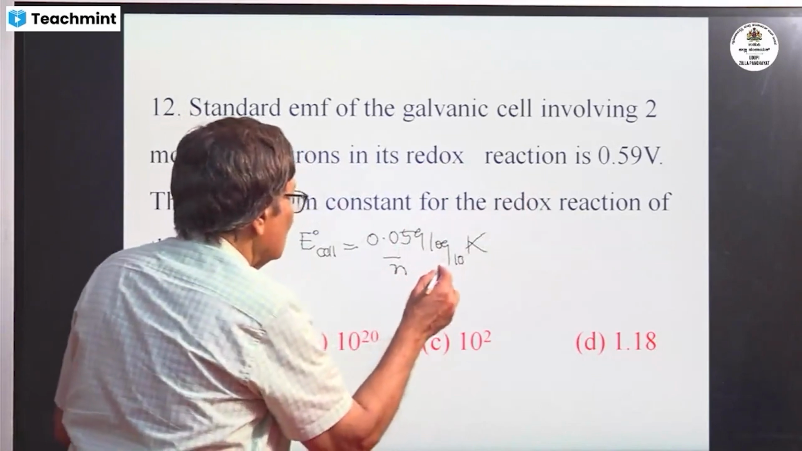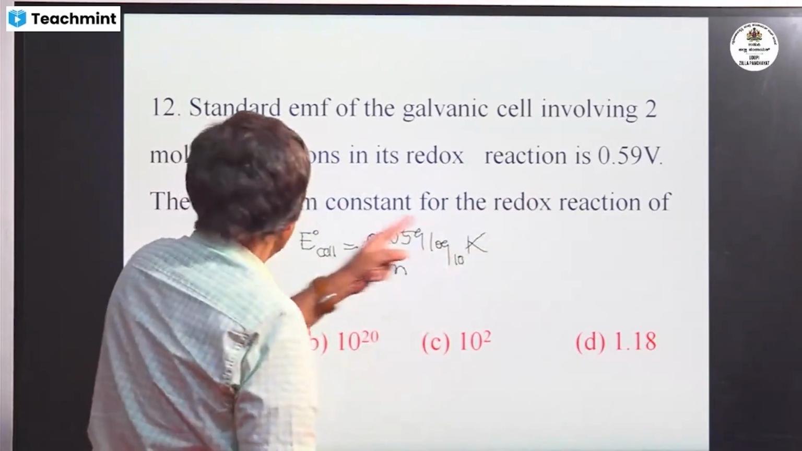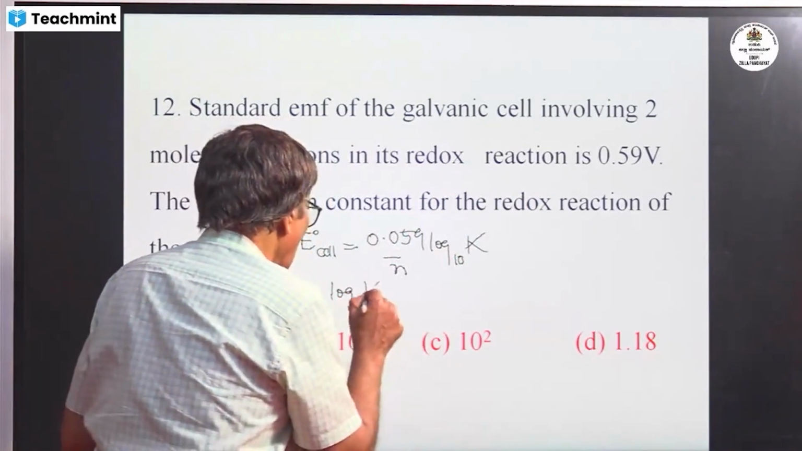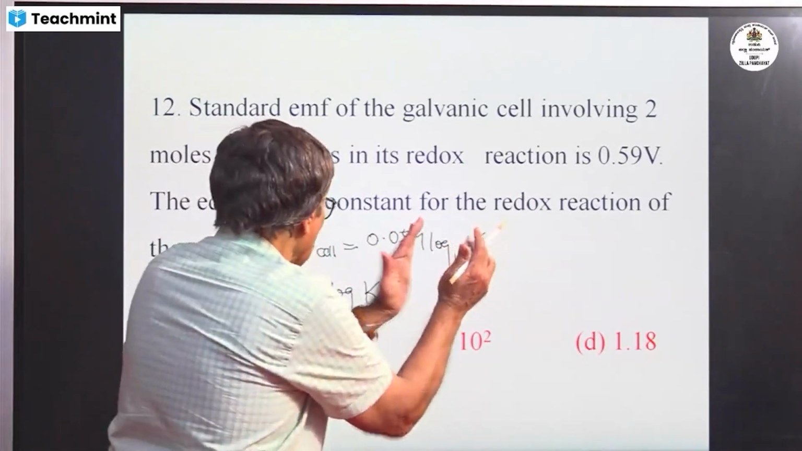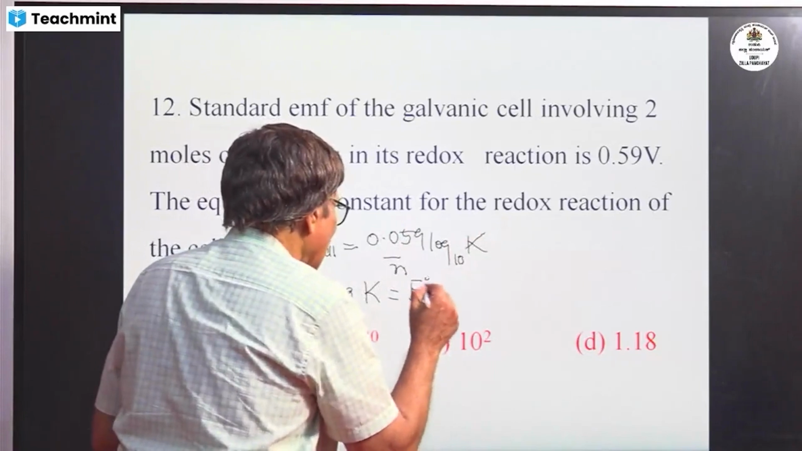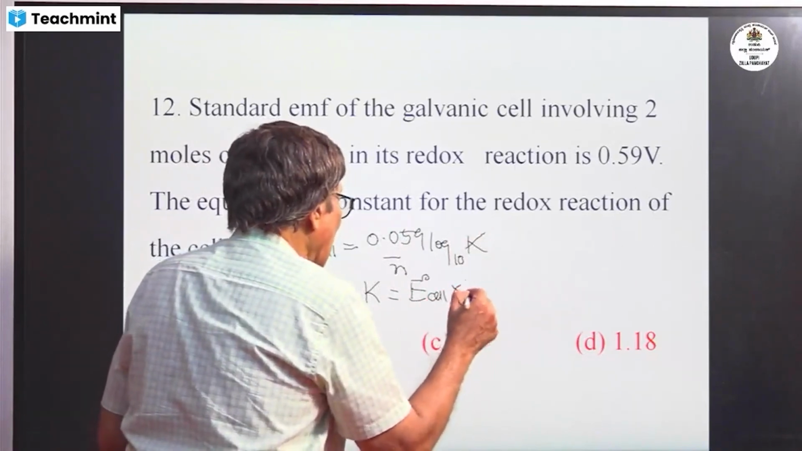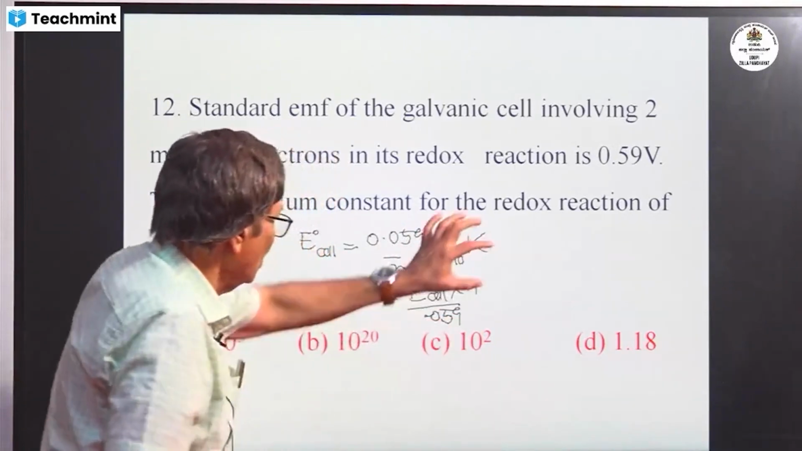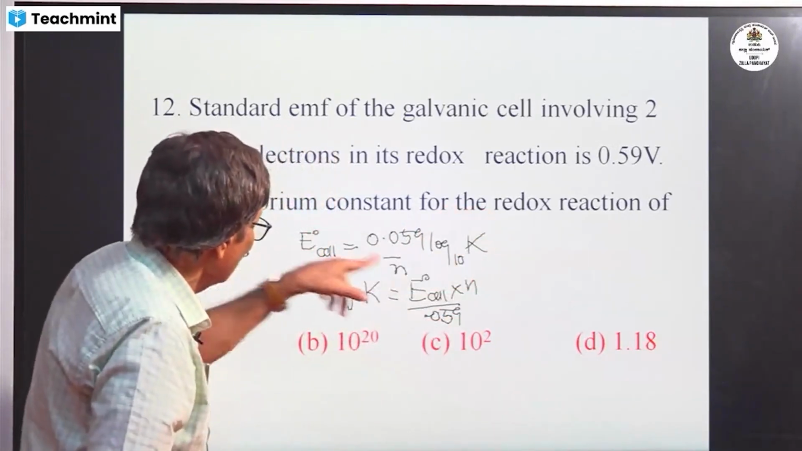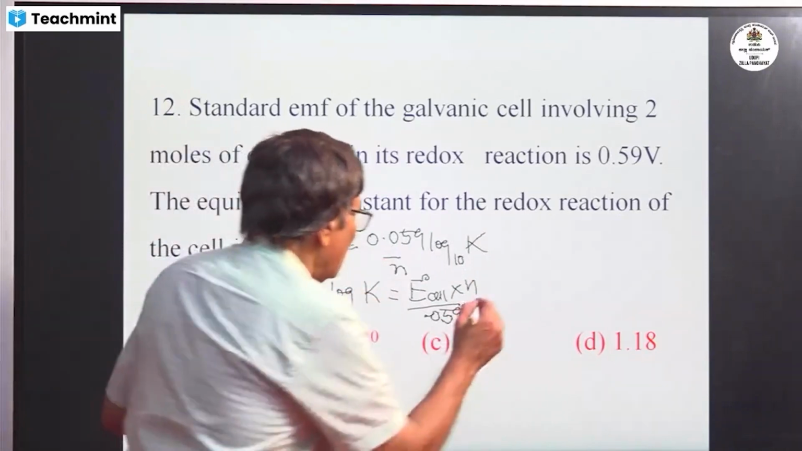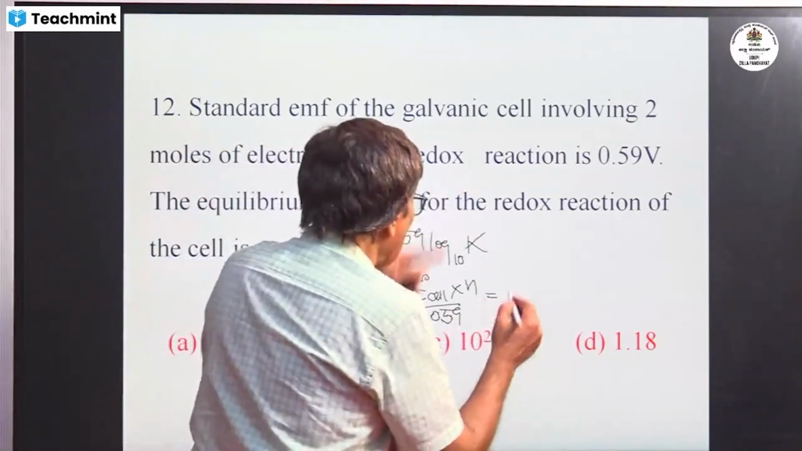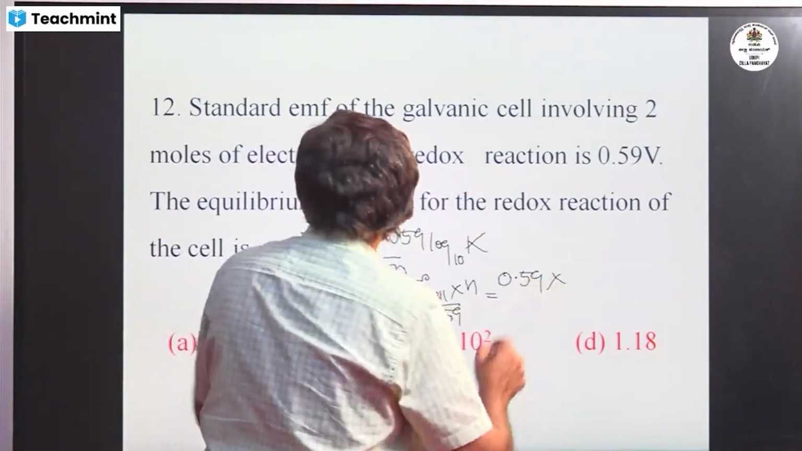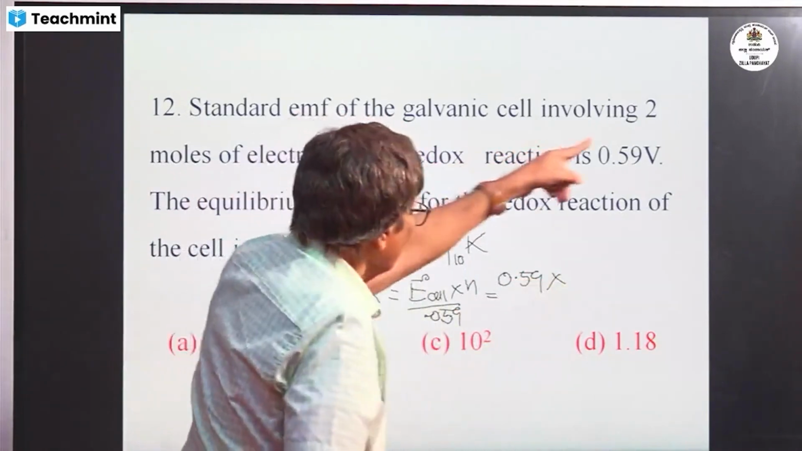What I asked for is the equilibrium constant. Therefore, how much is log K? We will rearrange. Log K is equal to E naught of the cell into n by 0.059. Correct? We want log K. E naught of the cell is 0.59, into n, as the reaction involves 2 moles of electrons.